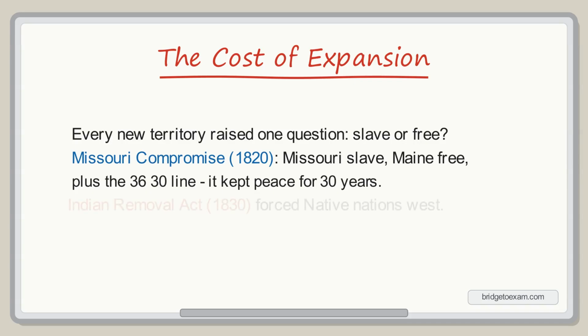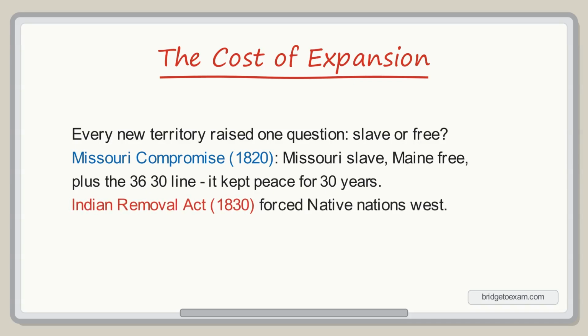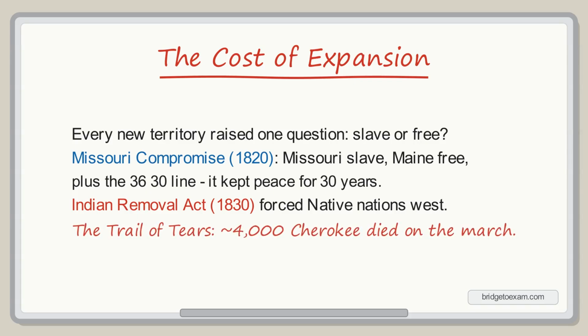And for Native Americans, expansion was catastrophic. The Indian Removal Act of 1830 forced nations from the Southeast off their lands, even after the Supreme Court ruled in their favor. The forced marches became the Trail of Tears, where about 4,000 to 15,000 Cherokee died of cold, disease, and starvation, a tragic contradiction of the nation's democratic ideals.